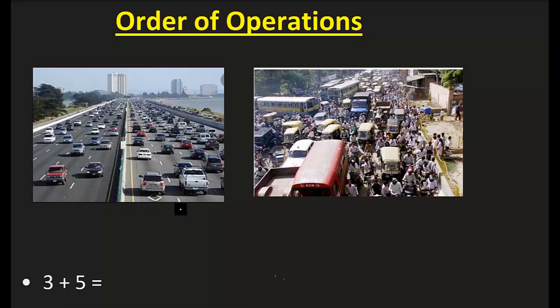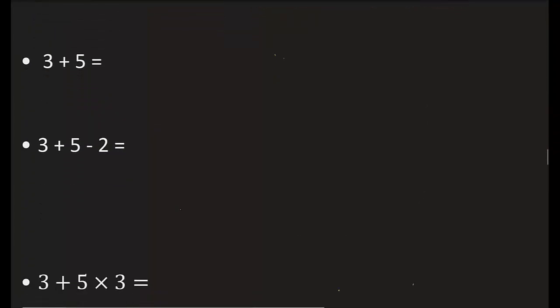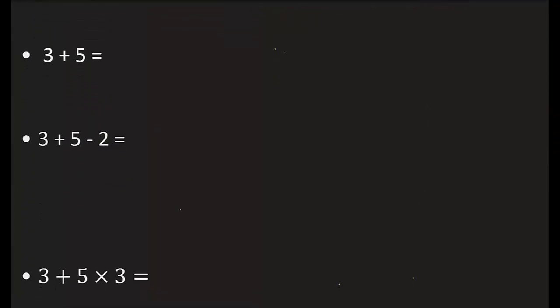Now in mathematics we should also do the same thing. Like in mathematics, we should also follow rules. Let's follow the rules by doing some examples. In the first example, it's written 3 plus 5. That's easy. All we have to do is add 3 plus 5. So 3 plus 5 is equal to 8.